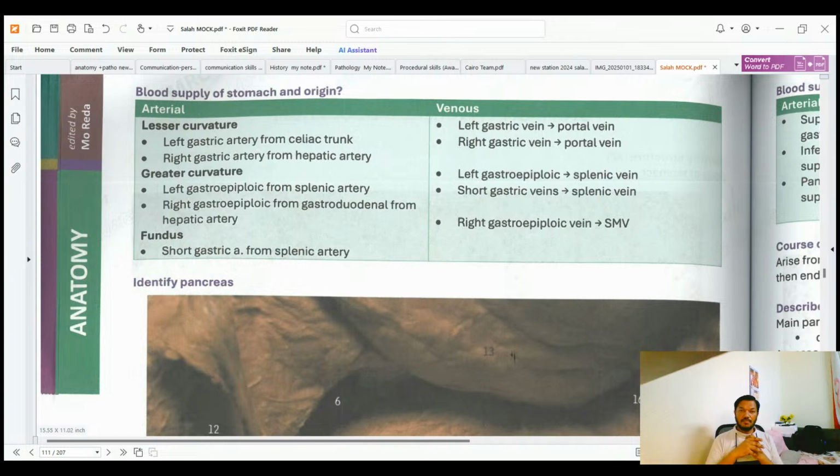Now venous drainage: left gastric vein drains into portal vein, right gastric vein also into portal vein. Left gastroepiploic vein into splenic vein, short gastric vein into splenic vein. Right gastroepiploic vein into superior mesenteric vein.